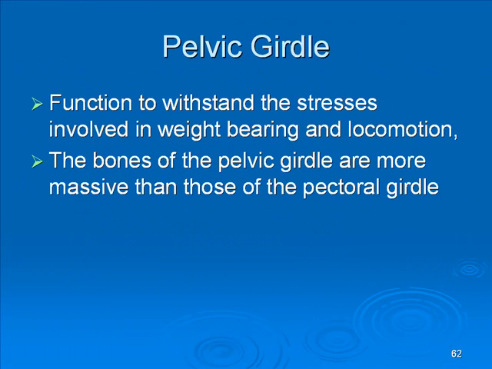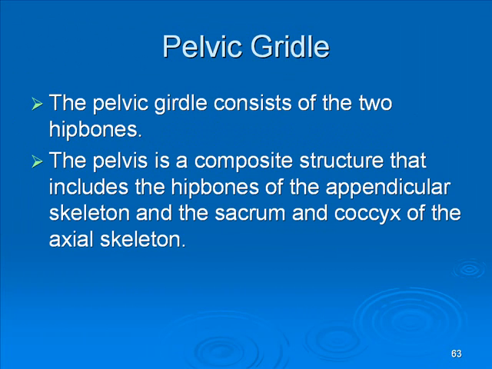Now, moving down to the lower extremities. Now we've left the pectoral girdle, and now we're at the pelvic girdle. Now, pelvic girdle, important function. It withstands stresses involved in the weight bearing and locomotion. You know, I like function questions, so it involves the weight bearing and locomotion. Bones of the pelvis are more massive than those that we've seen in the pectoral girdle, mainly because it has to support the weight of the whole body.